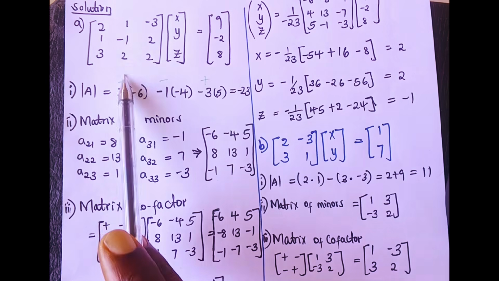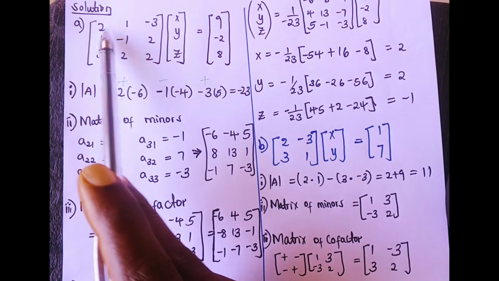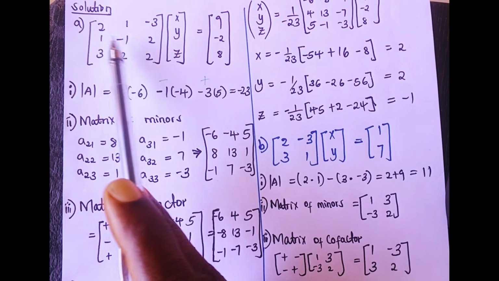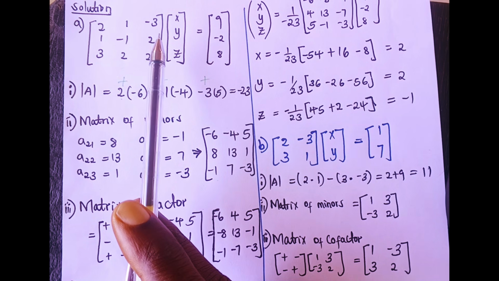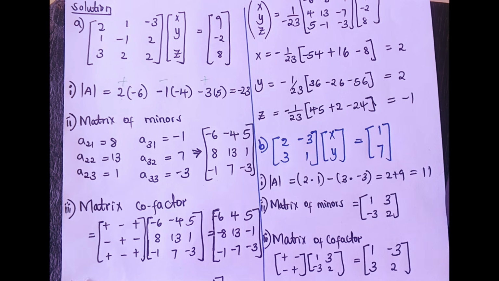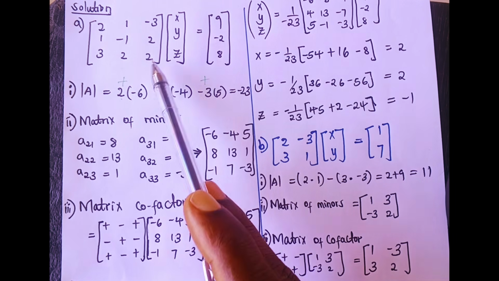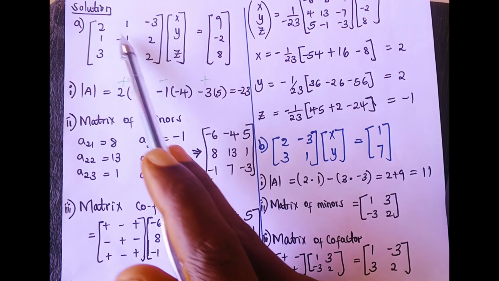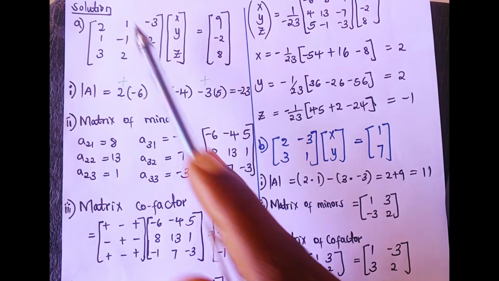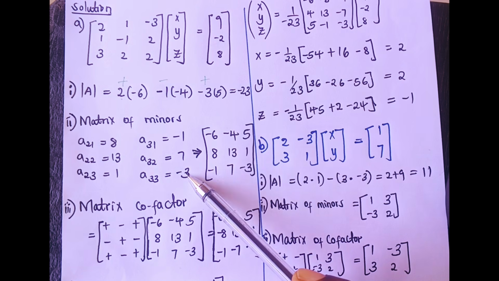Also for 2, we ignore the row and the column. So it will be 2 by 2, which is 4. We subtract 1 by negative 3. So it's 4 minus negative 3, which is 7. And for the third one, we ignore the row and the column, which leaves 2, negative 1, 1 and 1. So it's negative 2, subtract 1, which will be negative 3.